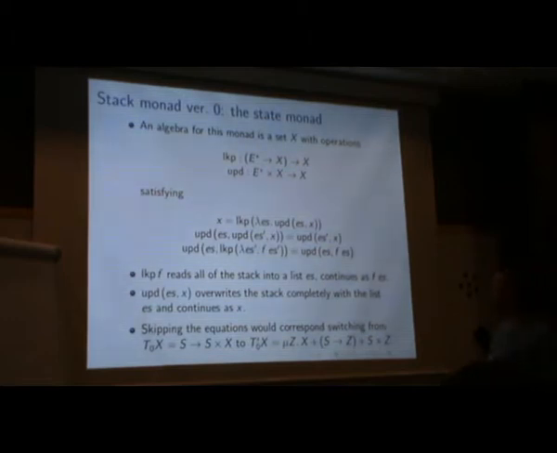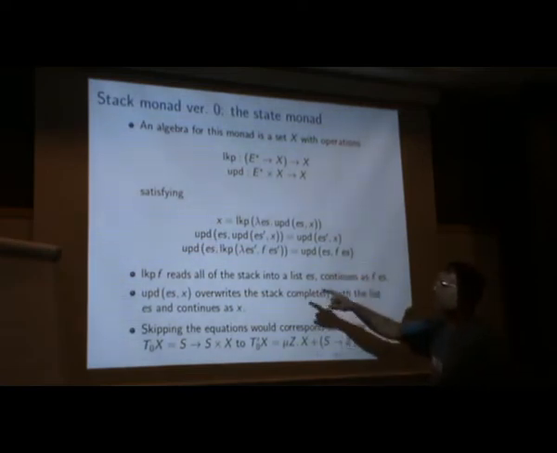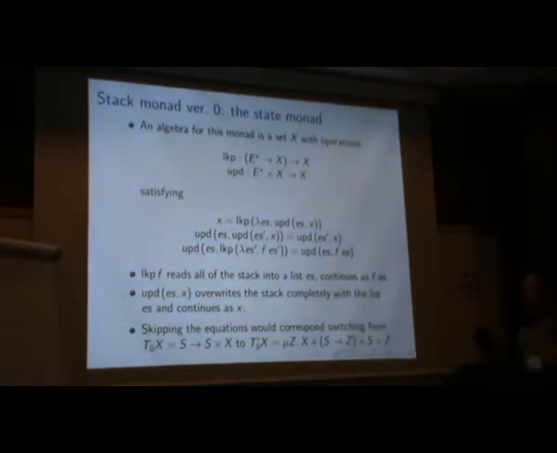So lookup should be something that gives you stack computations. Think of X as some sort of type for stack computations or continuations. What it does is it takes a dependence of computations on what is on the stack and turns this into a new computation. So maybe the best intuition is here: lookup F reads all of the stack into some list, and it continues as F applied to that list.